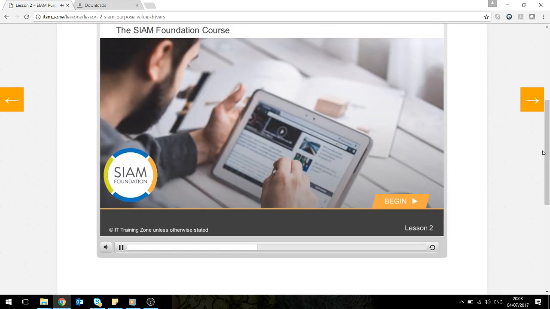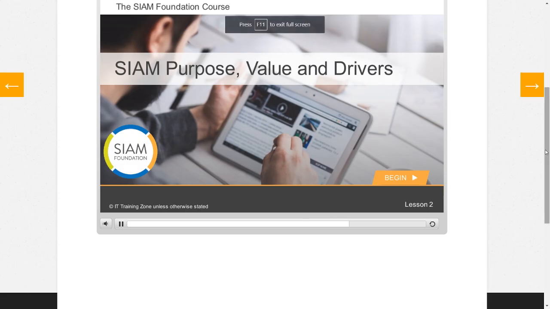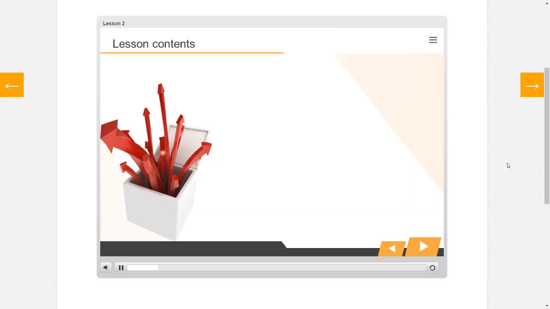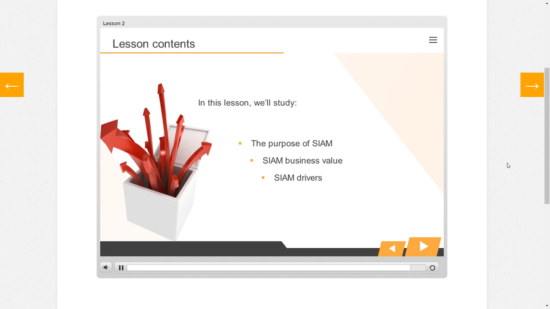Lesson 2. SIAM Purpose, Value, and Drivers. Welcome to Lesson 2. In this lesson, we'll start to look at SIAM in more detail, including its purpose, the business value it delivers, and the drivers for SIAM.